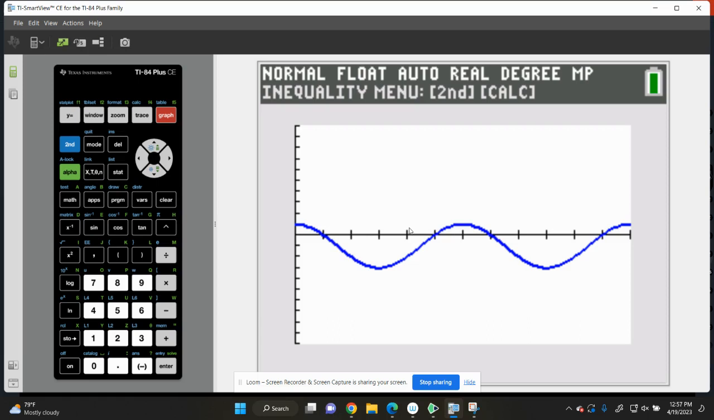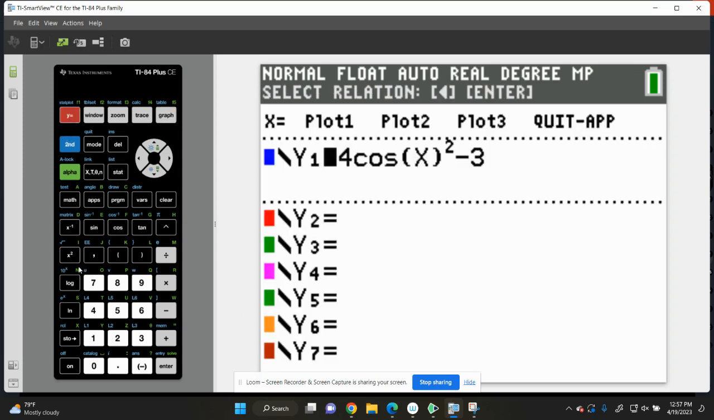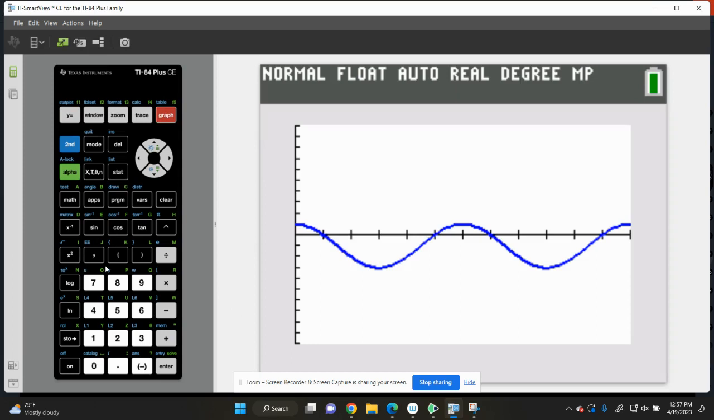So you have to know enough about your graph to know how to interpret it. When I graphed it initially, I got 4 solutions algebraically, but I only saw 2 on my graphing calculator. So that caused me to go back and check my entry. Now I've got it in as 4 cosine squared x minus 3. So is it intersecting in the right spots?